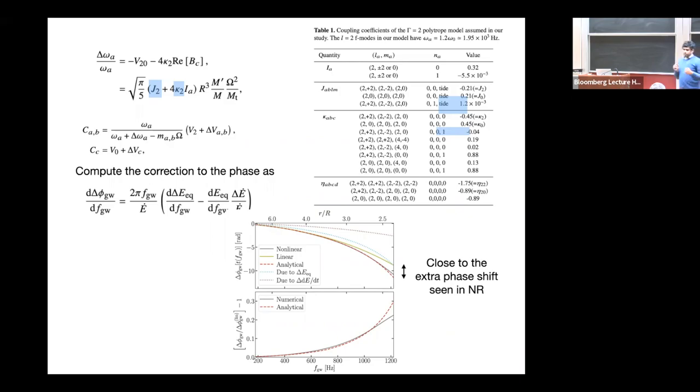And how do you get these numbers? You get these numbers by integrating some modes over the background neutron star.